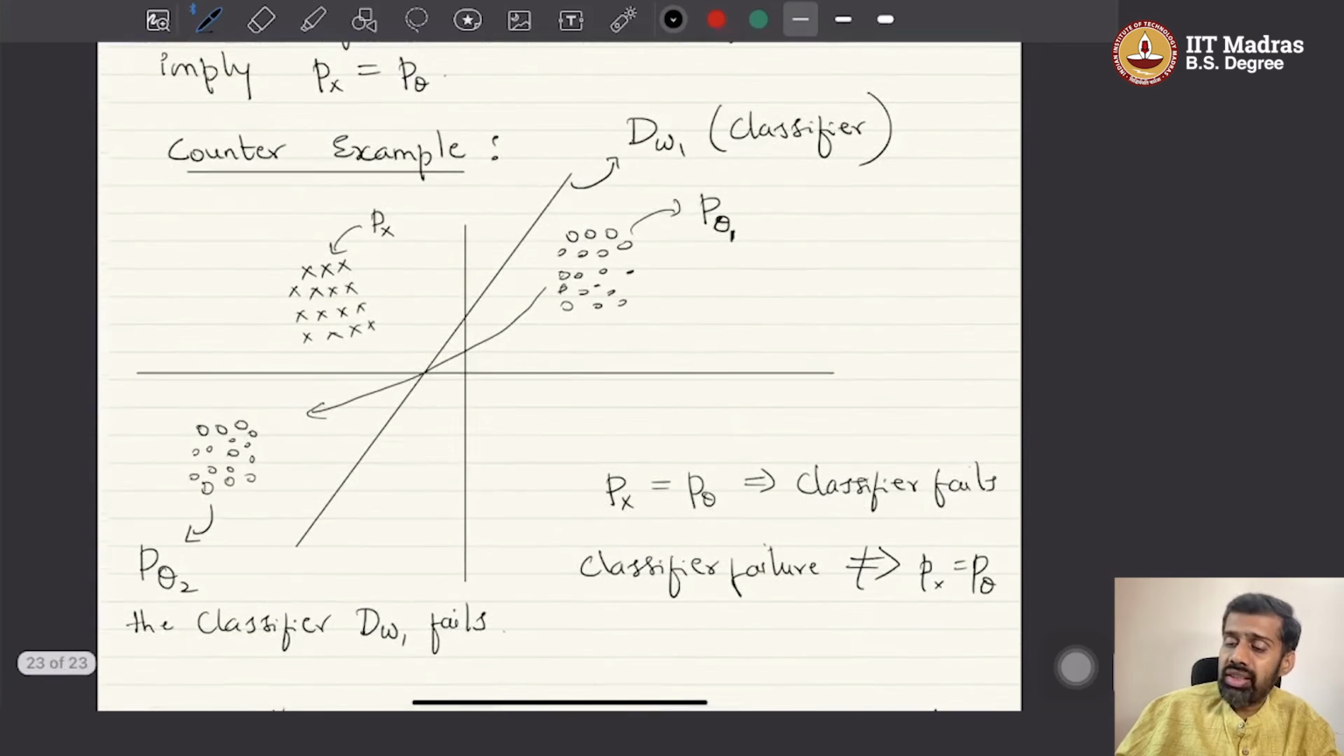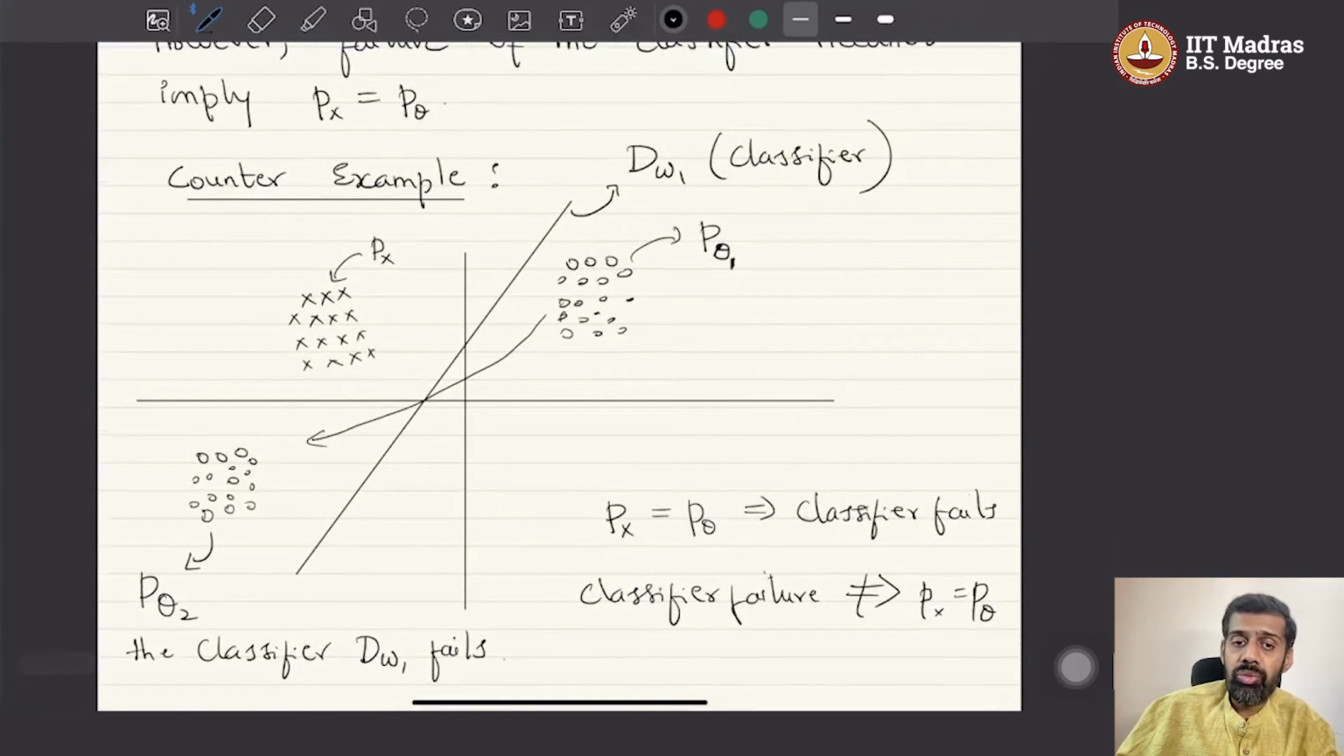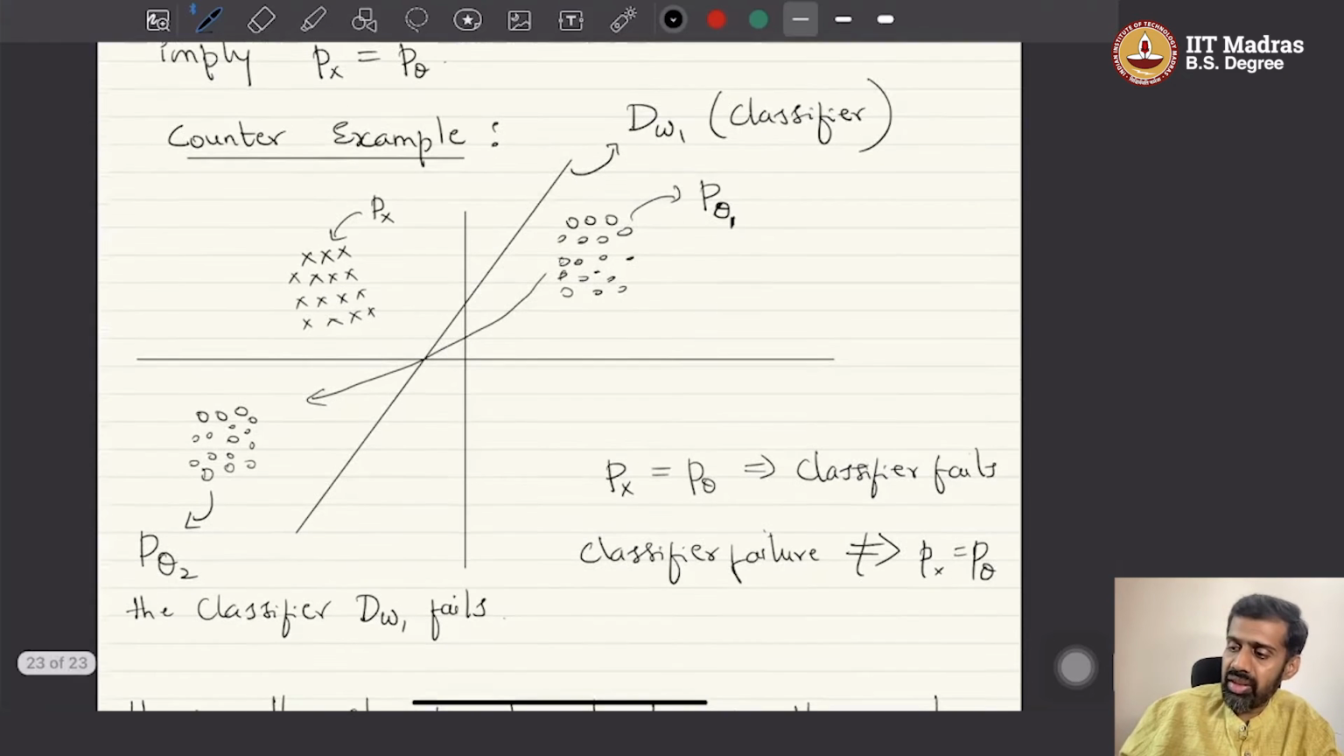Right? So now all this analysis that we did was for the case where the classifier was fixed. Now let us not fix the classifier. Let's say that our classifier can also be tweaked. So now what will happen? Let's come back to this diagram.